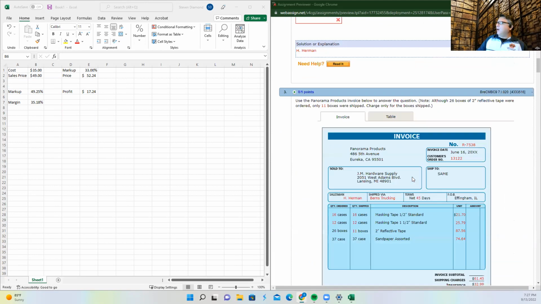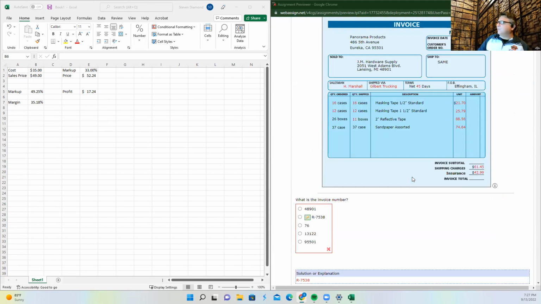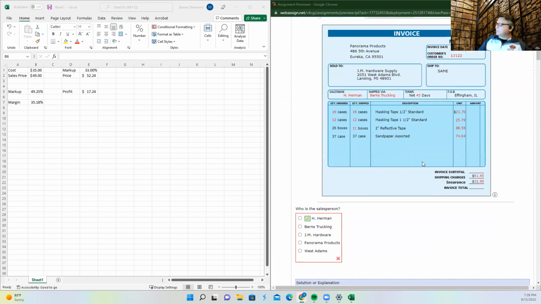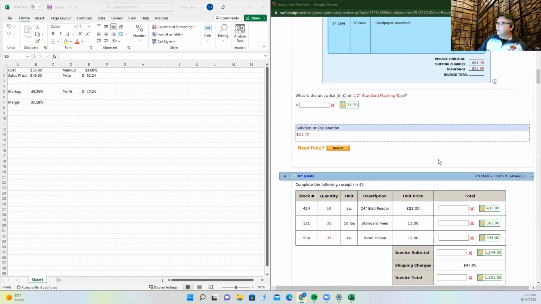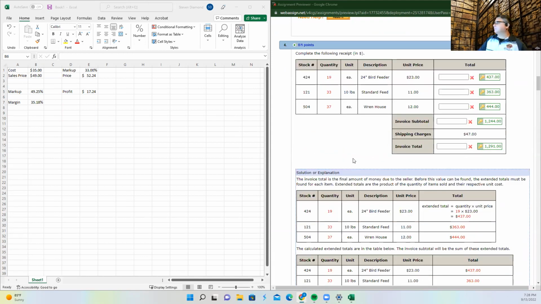And all this stuff here is, can you read an invoice? Can you tell me what the invoice number is, who the salesperson is, what the unit price is? This is identifying things. Here, and we'll get to where we're going. They want you to complete this.